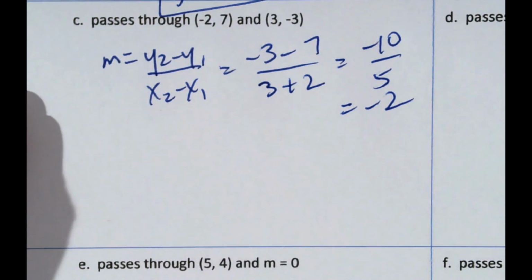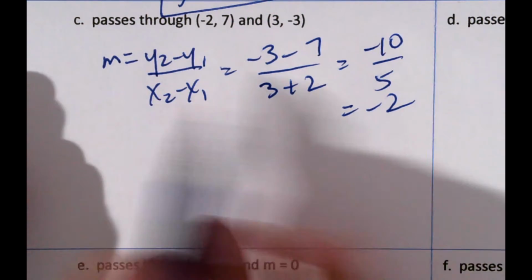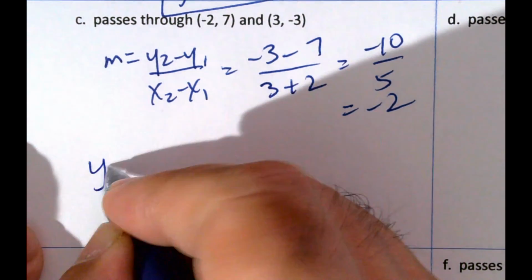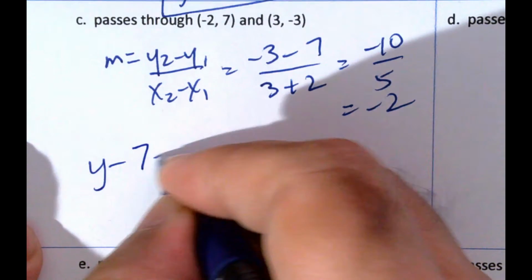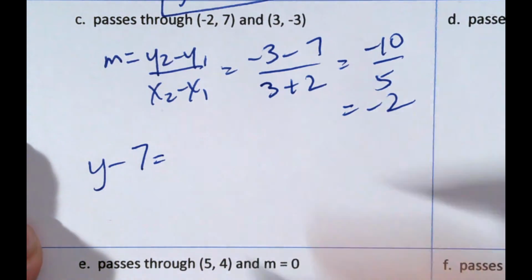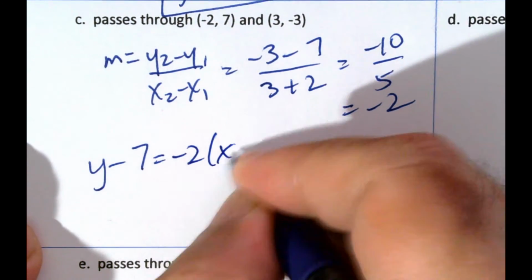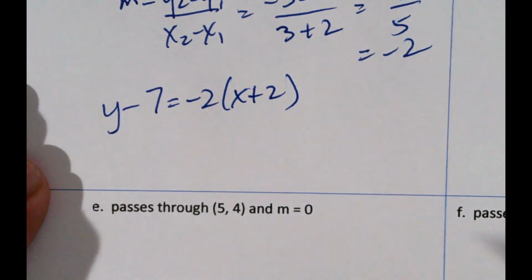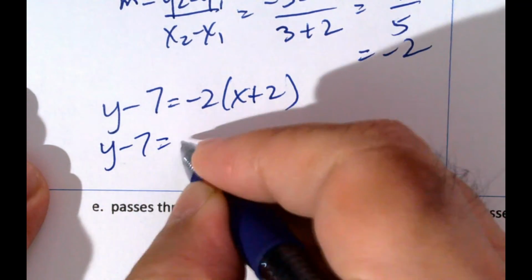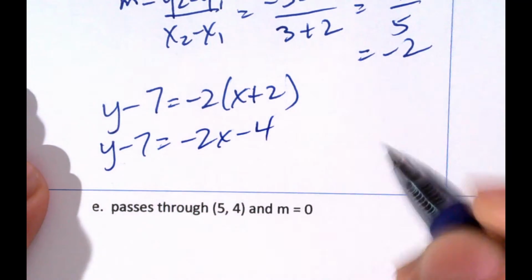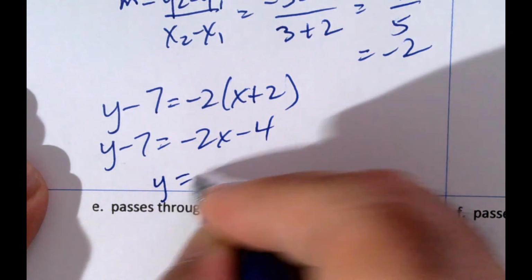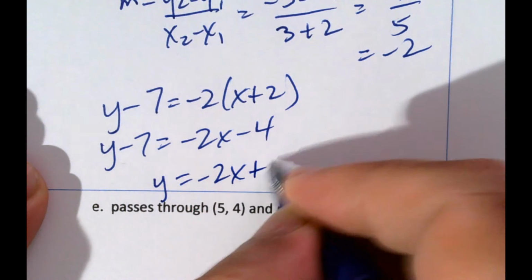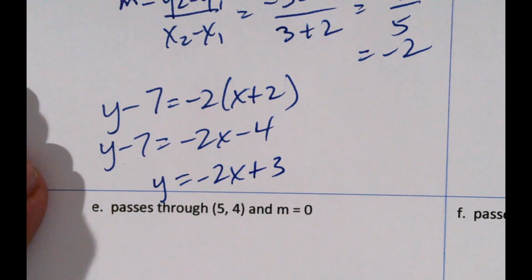Now use either point. So y minus, I'm using the first one, 7. The slope is negative 2, times x plus 2. And then you just clean that up. So y minus 7 equals negative 2x minus 4. Add 7 to both sides, and you get y equals negative 2x plus 3. That's it.